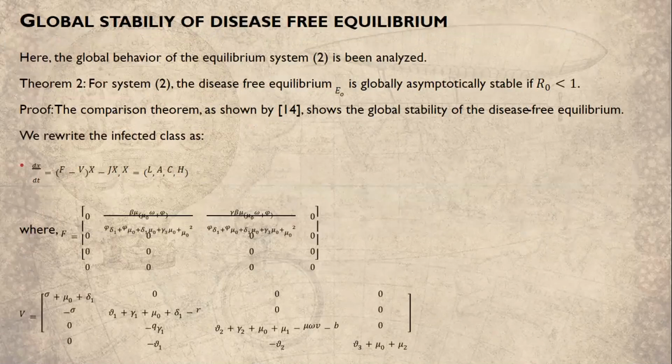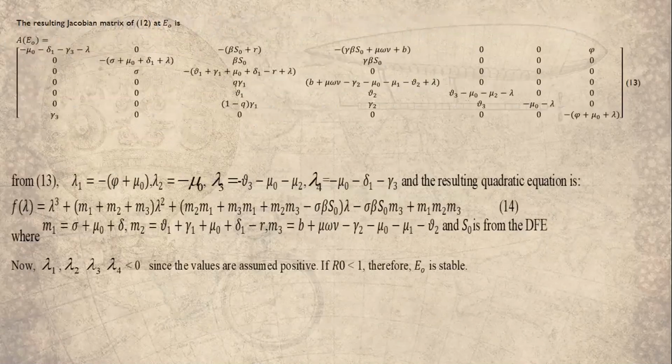And the global stability of the index. So from here we can say when lambda 1, lambda 2, lambda 3, lambda 4 are less than 0, from our calculations, we have lambda 1 equals minus epsilon plus mu naught, lambda 2 is minus mu naught, lambda 3 is minus epsilon 3 minus mu naught minus mu 2, and lambda 4 is minus mu naught minus delta 1 minus gamma 3. Since lambda 1, lambda 2, lambda 3, and lambda 4 are less than 0, and the values are assumed positive, if R naught is less than 1, then the disease-free equilibrium is stable.